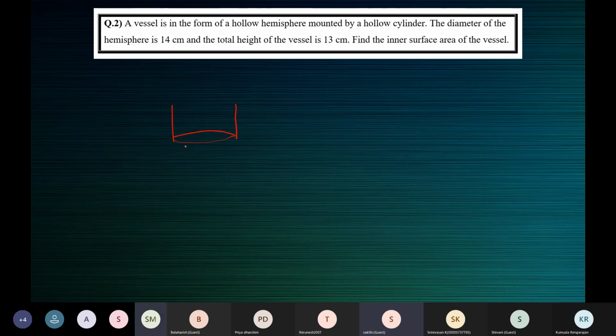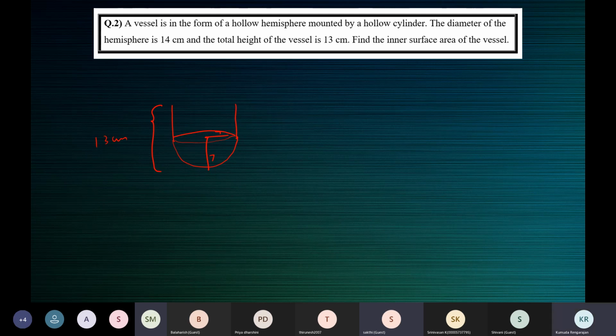One minute. Yeah, children. So the diameter is 14, so the radius is 7. And the total height of the vessel is 13 centimeters. Find the inner surface area of the vessel.